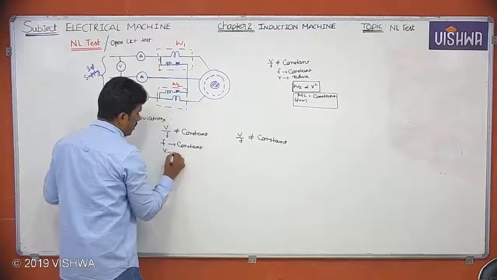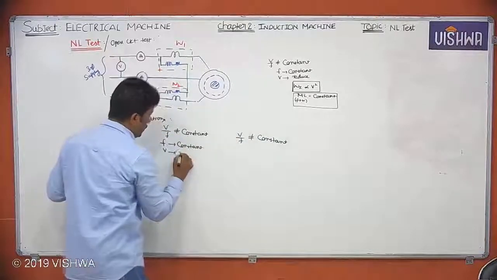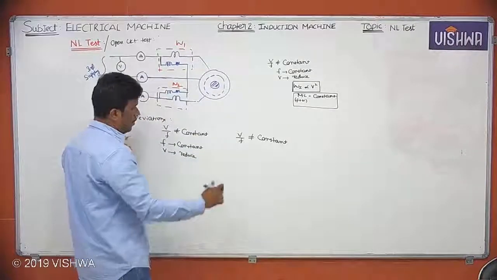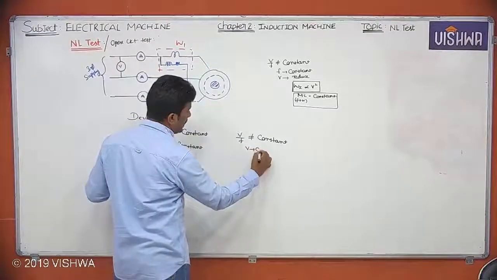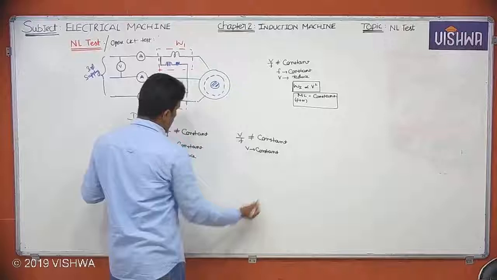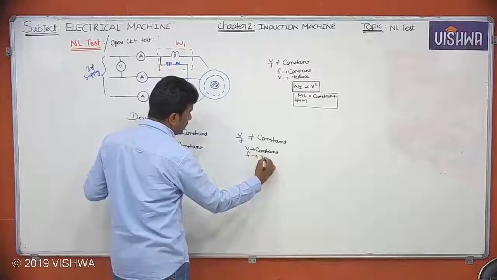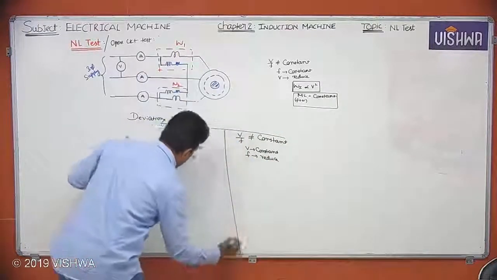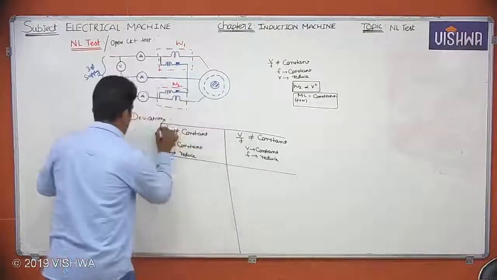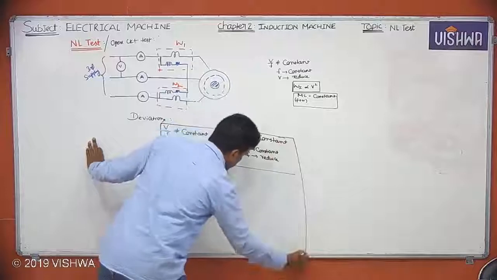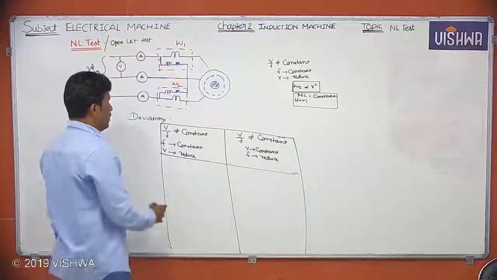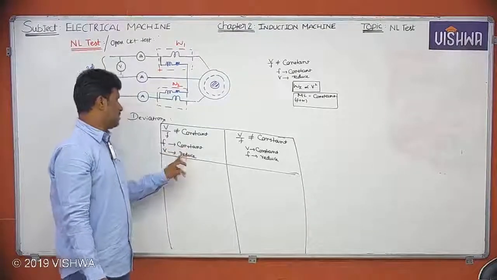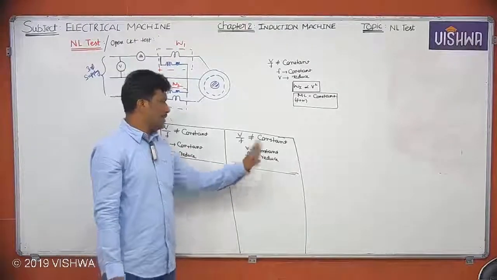And what did we do with voltage? We reduced voltage. Suppose you maintain voltage constant and reduce frequency. Between these two things, I'm comparing and going to explain some points. That's very important, please follow clearly. In both cases, V by F is not equal to constant. Here voltage reduces, frequency constant. Here frequency reduces, voltage constant.